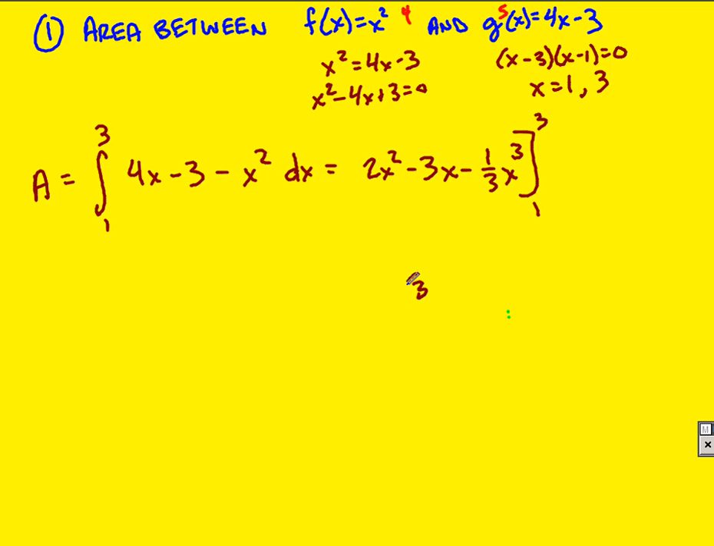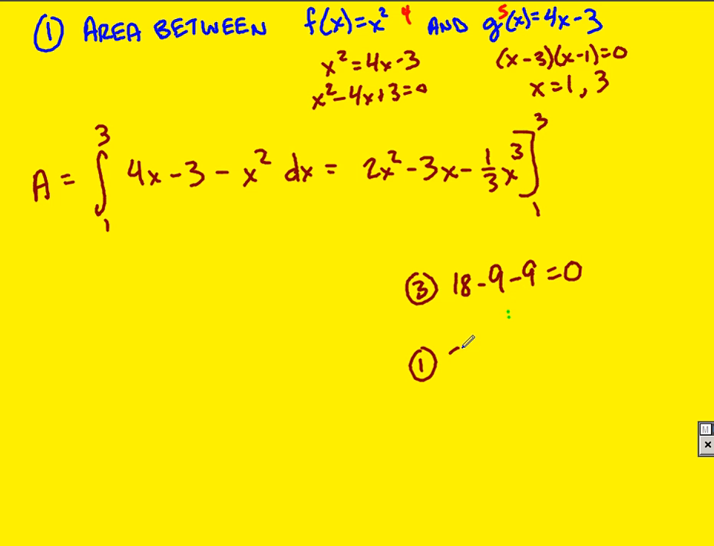This needs to be evaluated from 1 to 3. So I'm going to plug in 3, and I'm going to plug in 1. When I plug in 3, I get 2 times 3 squared, which is 9, so 18. Then I'm going to subtract a 9, then subtract another 9 here. So I get 18 minus 9 minus 9. That reduces pretty easily to 0.